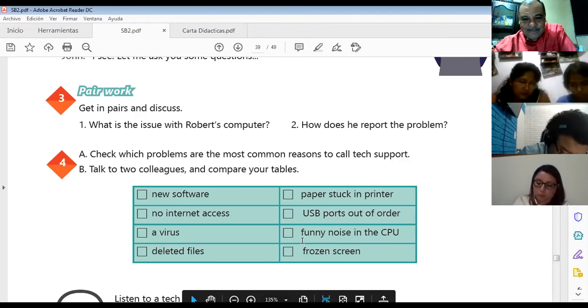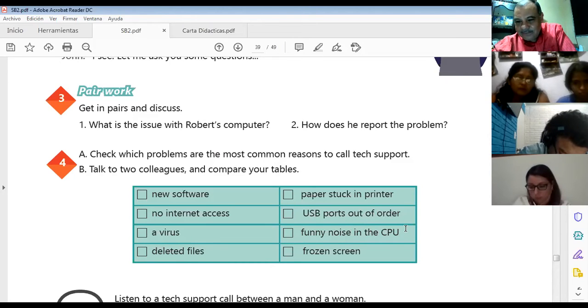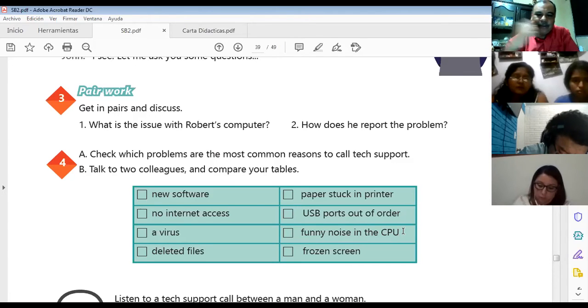Okay. There is a funny noise in the CPU. There is, hay un ruido raro en el CPU. There is a funny noise in the CPU.